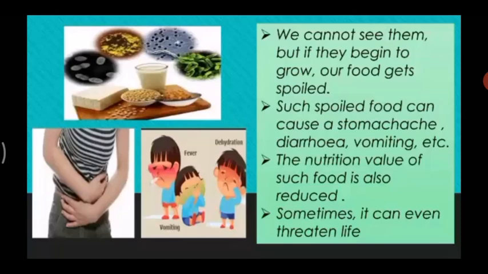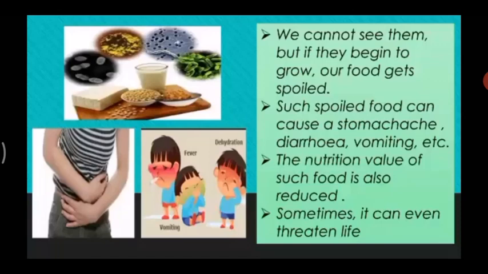So what we need to do is be very careful if we are eating outside also, and we need to check whether things are properly cooked or not, whether they are fresh or not. Whenever you're eating from outside, we should see that the food is fresh and the food is cooked properly, right?